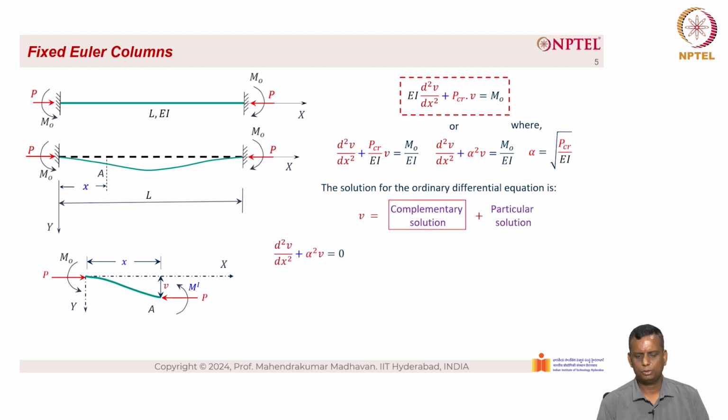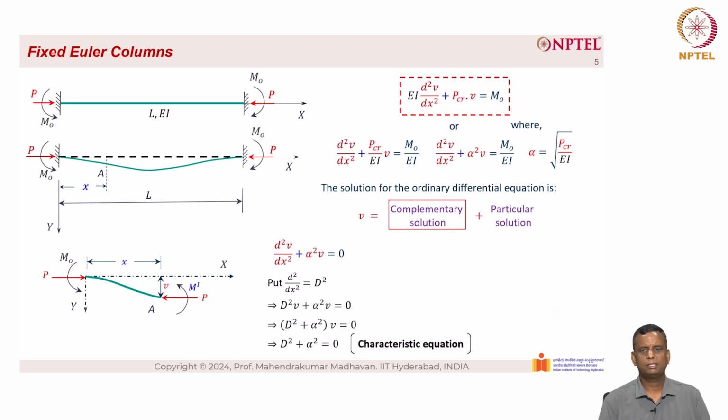The complementary solution is given by d square v by dx square plus alpha square v is equal to 0. So we put d square by dx square equal to capital D square. So we have D square v plus alpha square v is equal to 0. We take v common, we have D square plus alpha square into v is equal to 0. D square plus alpha square is equal to 0 is the characteristic equation, which gives the value D square equal to minus alpha square.